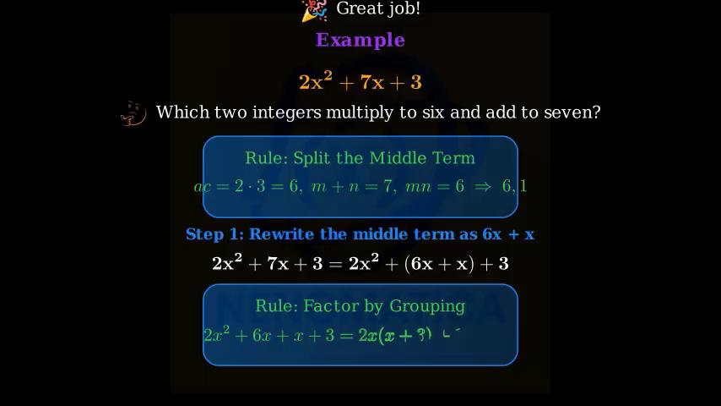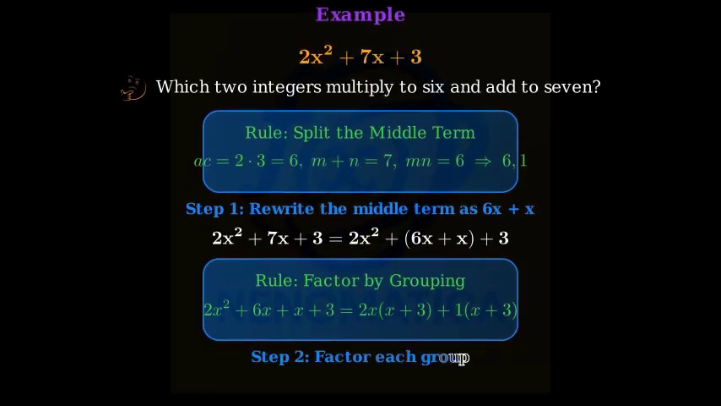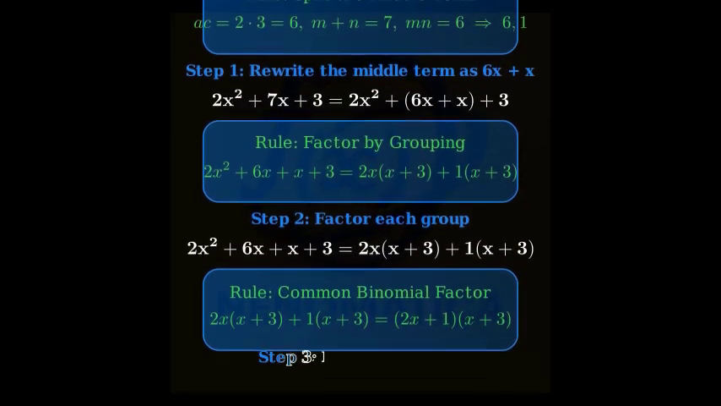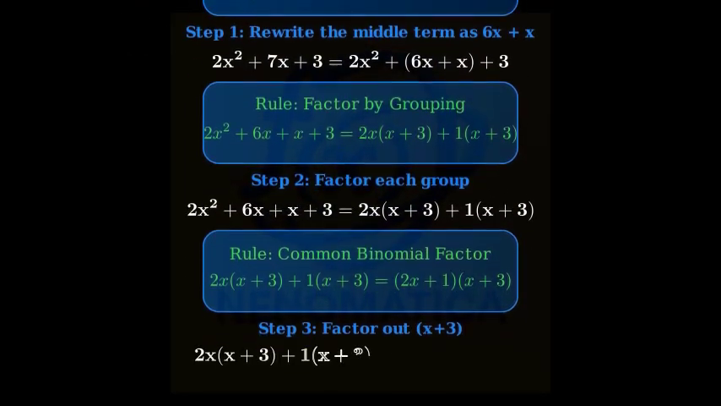Step 2. Group the first two terms and the last two terms, then factor each group. Step 3. Factor out the common binomial x plus 3 to obtain the final product.